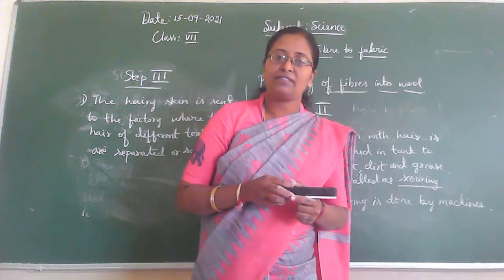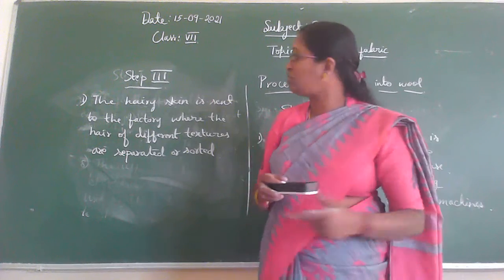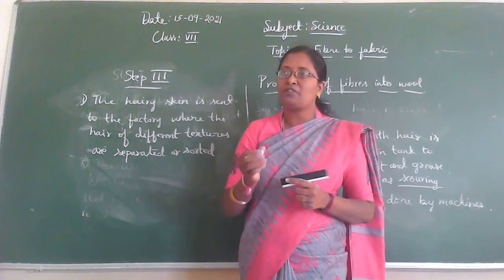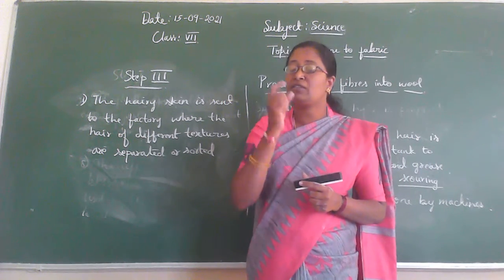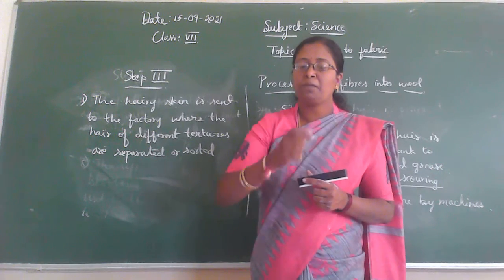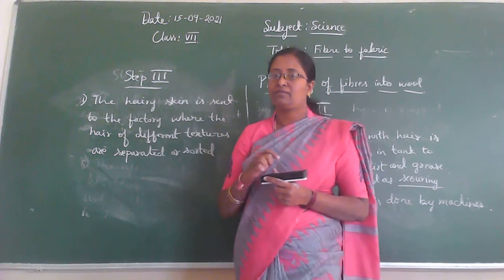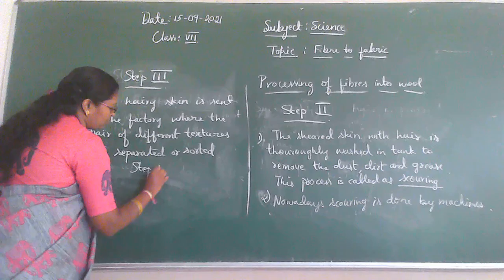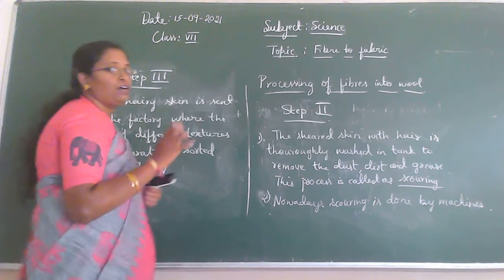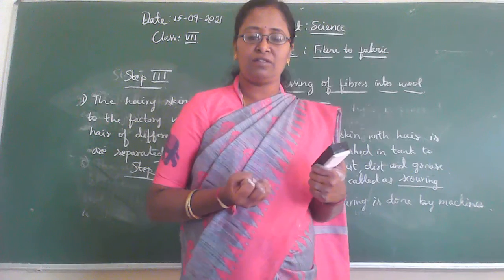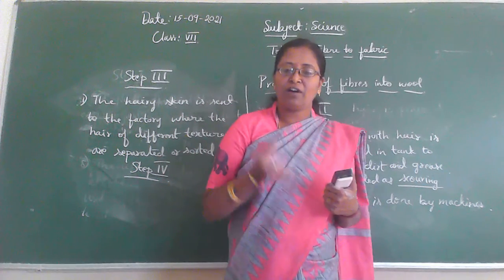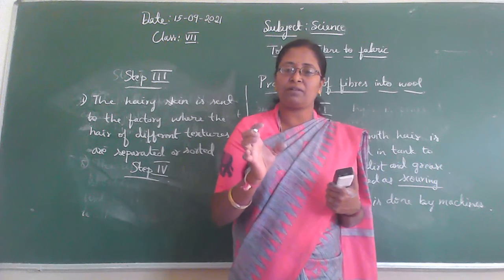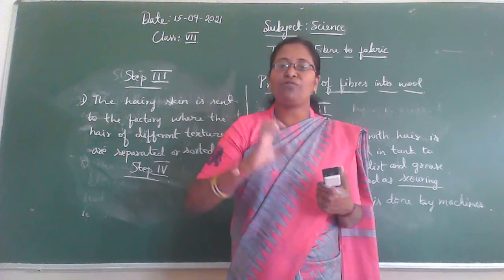So we will move to the next step, that is step 4. Fourth step. In this step, small fluffy fibers, which are called burrs, are picked out from the hair. In step 4, burrs are removed from the hair. So what is the meaning of burrs? Fluffy fibers are called burrs. They are removed from the hair.